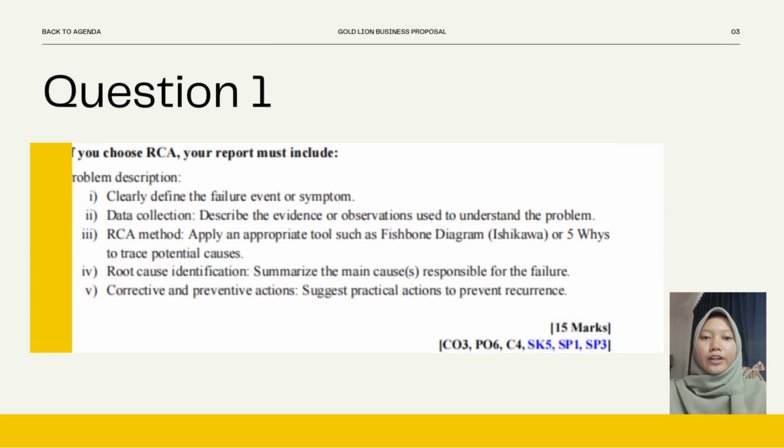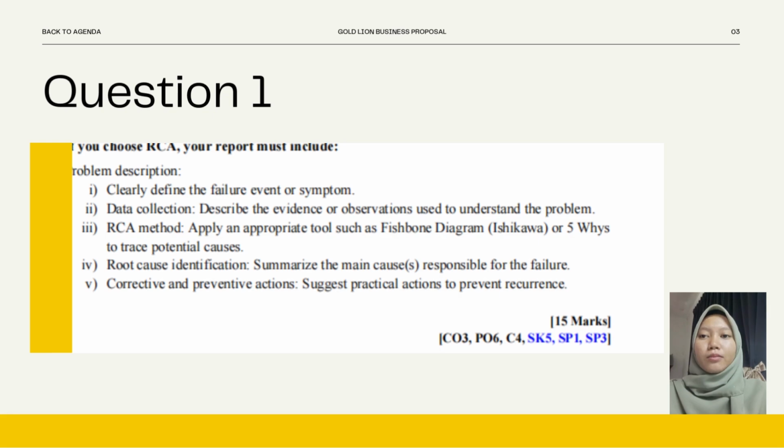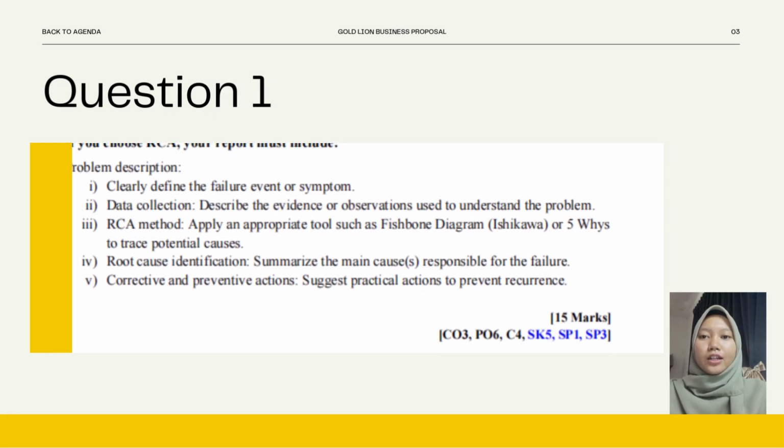So this is the question that I chose, which is question number 1, about RCA. I choose RCA because this method is very systematic and practical and is used in the maintenance and engineering industry. RCA doesn't only fix the problem temporarily, but it helps to identify the real cause so that the issue doesn't happen again. I also select RCA because it is widely used in the real industry environment, especially in food manufacturing, where machine reliability and hygiene are very important.